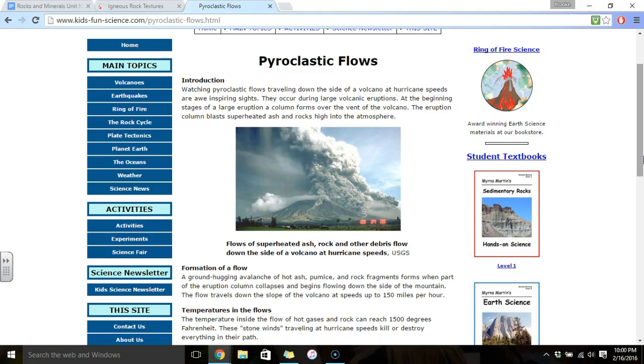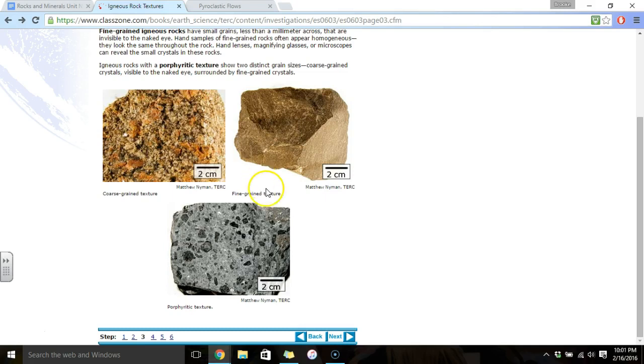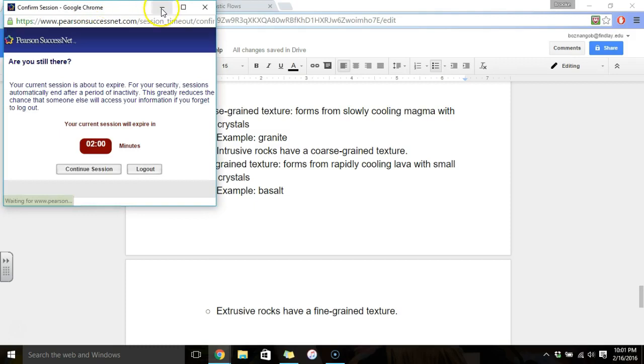So from that introduction alone, we can already pull out what a pyroclastic flow is. And if you look down here, this gives you a good definition of it. Pyroclastic flows are flows of superheated ash, rock, and other debris that flow down the side of a volcano at hurricane speeds. And so from this pyroclastic flow, we get this weird two distinct grain sizes in this rock that has these large crystals and the small crystals. The type of texture that this is, it's not quite coarse grain, it's not quite fine grained, it's called porphyritic texture.